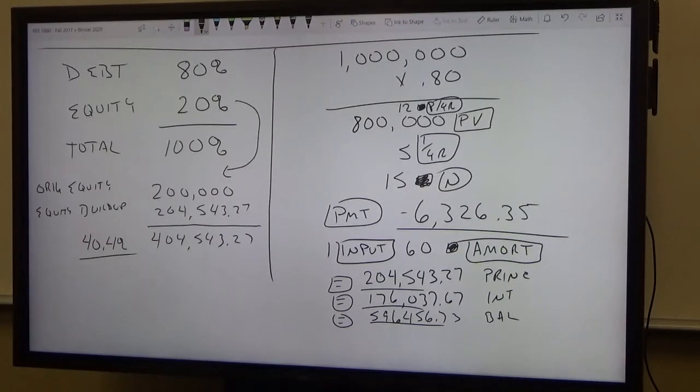Okay, we'll do it just one more time to make sure. So 800,000 present value, 5% interest rate, 15 years as our term, solve for payment: 6,326.35. Input 60, shift, amortize, equal: 203,540. Okay, I wrote it down wrong, my bad. Methodology is what counts. All right, 203,543.27. Let's do it. 176,037.67, and 596,456.